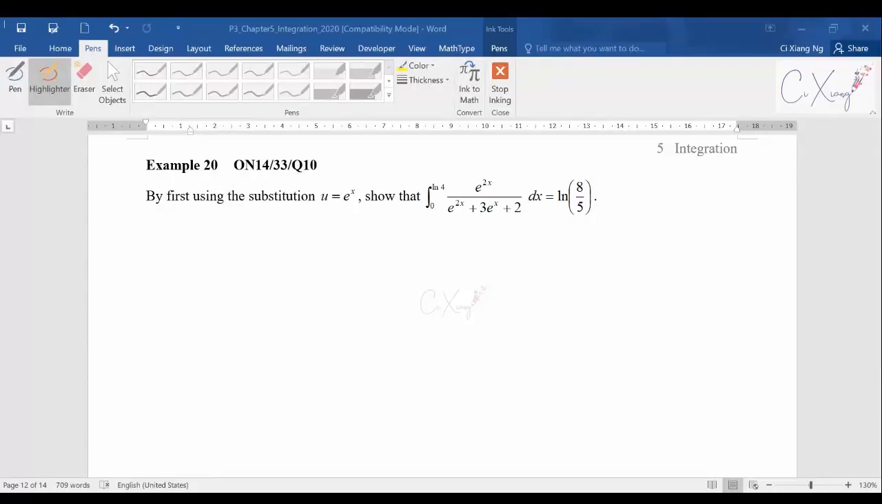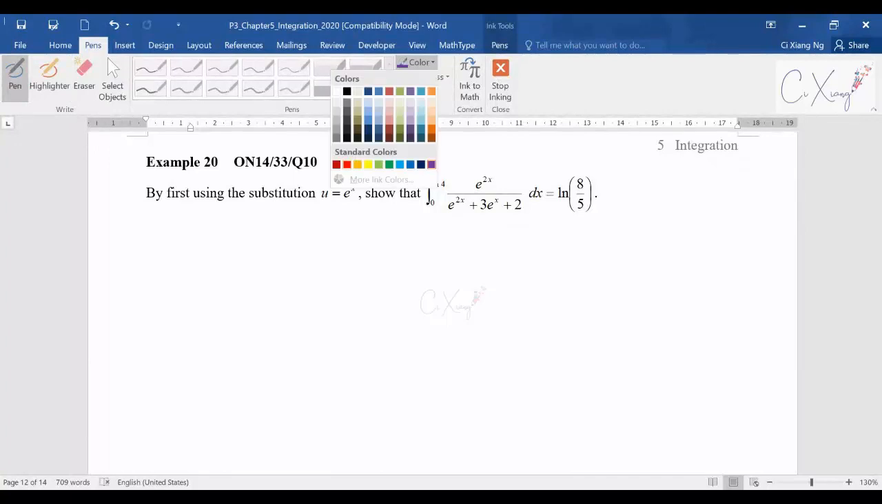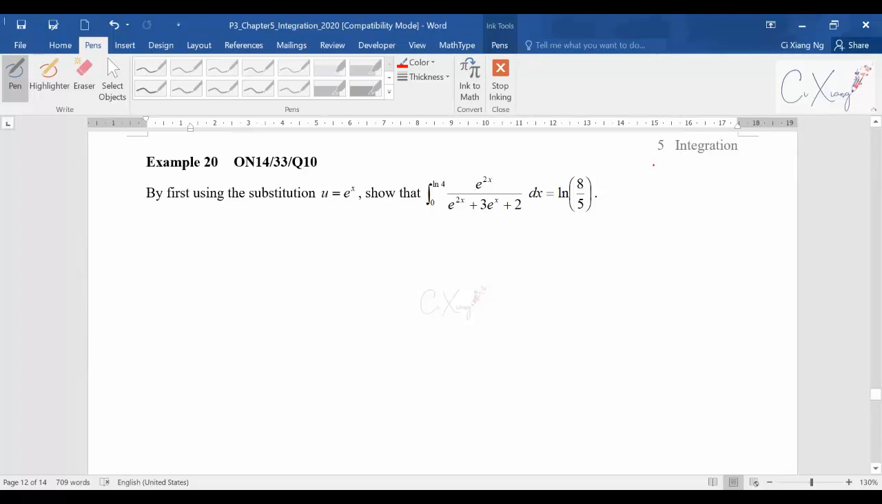Alright, so this is another video about an example that involves integration by substitution. For this question, again, it is quite long. For those who are interested to try on your own first, you can pause the video and then try. But maybe before you start, I just want to show you the flow for this example.